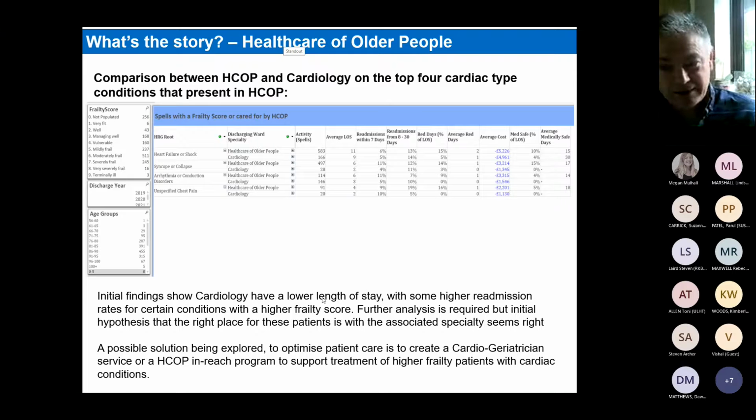And that's what it says at the bottom, really. They've got a lower length of stay. They've got some higher readmission rates for certain conditions if they go to HCOP. We're still doing further analysis. This is fairly recent information, but a possible solution we're looking at is to create a cardiogeriatrician service or an HCOP in-reach service, where they will go and support higher frailty patients with cardiac conditions rather than being pushed onto a HCOP ward.